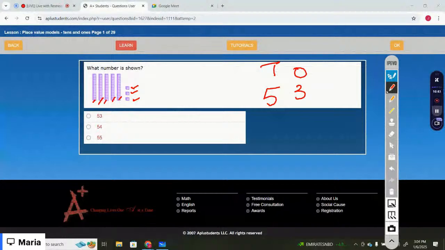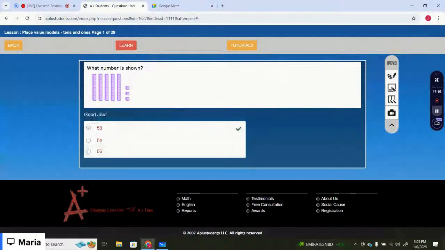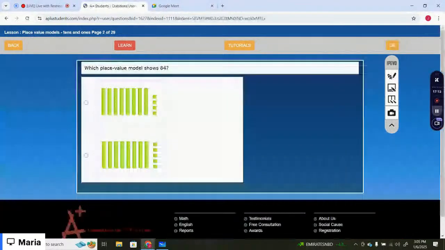Got it? The rightmost digit is always the ones digit. Then on the left hand side, you have the tens digit. So the single square represents the ones digit. You have 3 single squares, so that means the ones digit is 3. And then these bars represent tens. You have 5 bars, so that means the digit together they make is 53. Got it, everyone? That is 53.